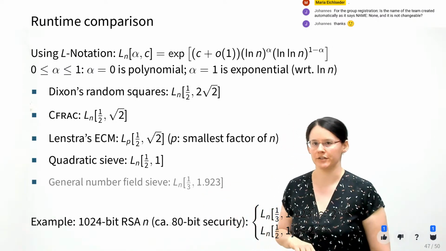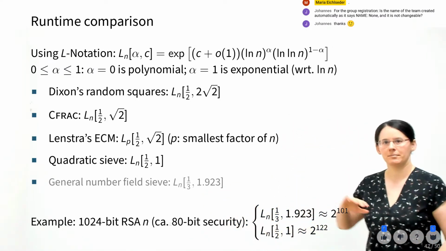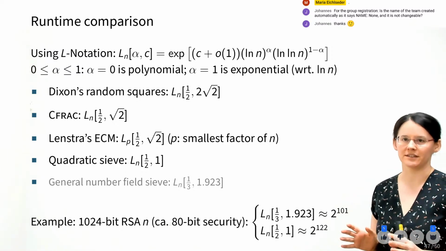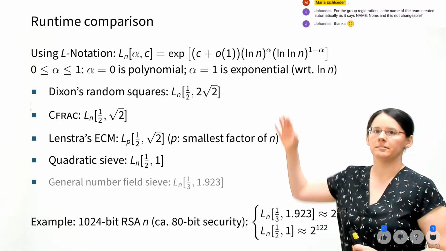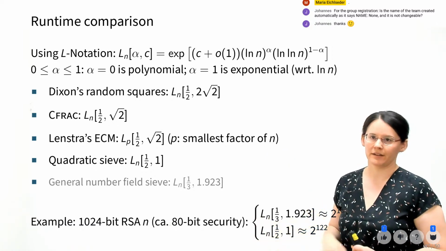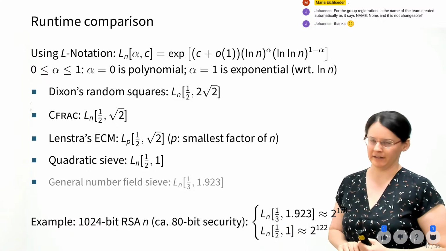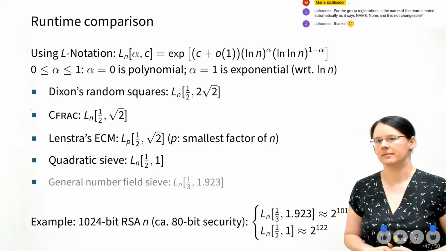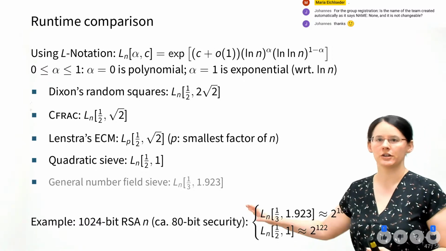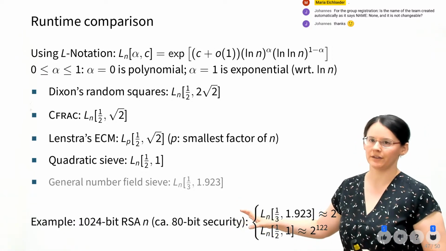And the fastest one, the general number field sieve, has a smaller alpha, so it's closer to polynomial, but a relatively large constant. And to give you some feeling about how large this is, if we fill in here a 1024-bit RSA key, which is generally recommended for approximately 80-bit security. So usually we want more, 2,000 to 3,000-bit keys.